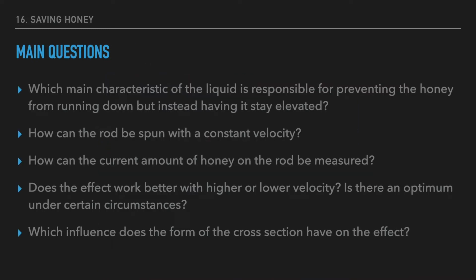Now, there were some main questions I had to answer. First, which main characteristic of the liquid is responsible for preventing the honey from running down, but instead having it stay elevated? And how can the rod be spun with a constant velocity? How can the current amount of honey on the rod be measured? And does the effect work better with higher or lower velocities? And is there an optimum under certain circumstances? And also, which influence does the form of the cross-section have on the effect seen?